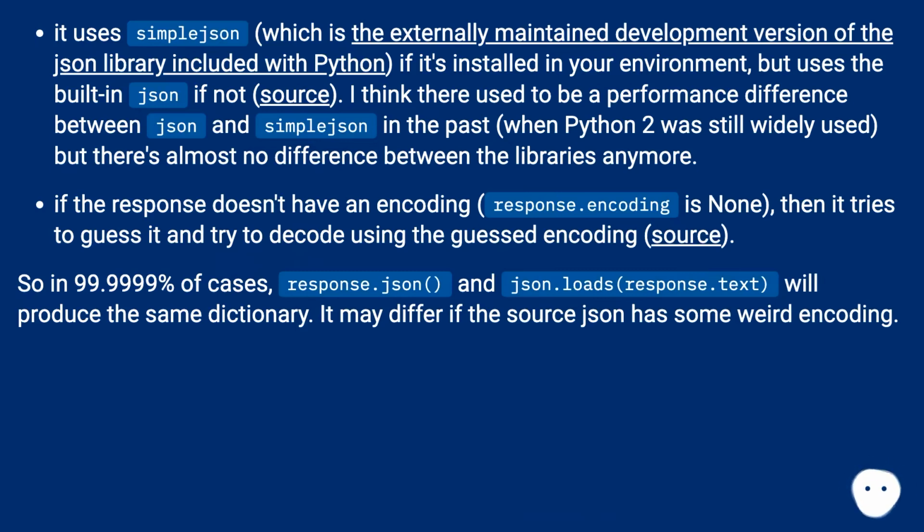If the response doesn't have an encoding, that is, response.encoding is None, then it tries to guess it and decode using the guessed encoding. So in 99.9999% of cases, response.json() and json.loads(response.text) will produce the same dictionary. It may differ if the source JSON has some weird encoding.